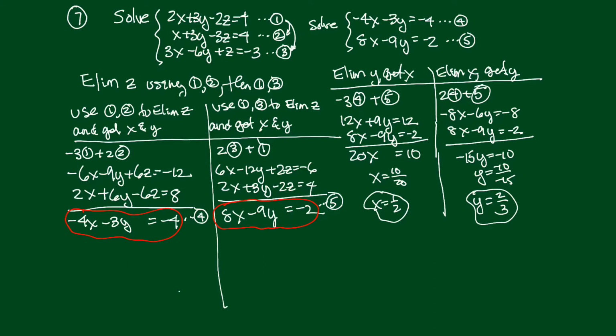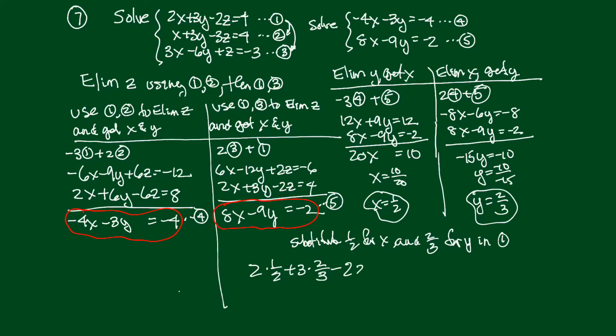I'm going to substitute 1/2 for x and 2/3 for y in equation 1. Here's what it looks like. 2 times x, but x is a half, plus 3 times y. y is 2/3, minus 2z, this is all equal to 4.